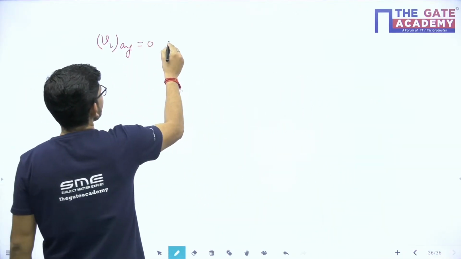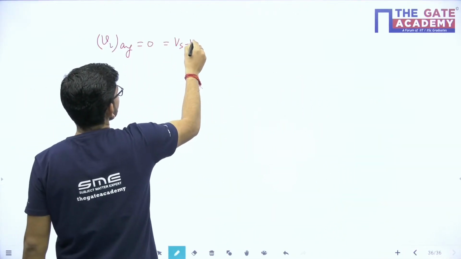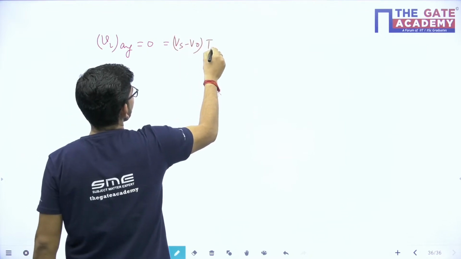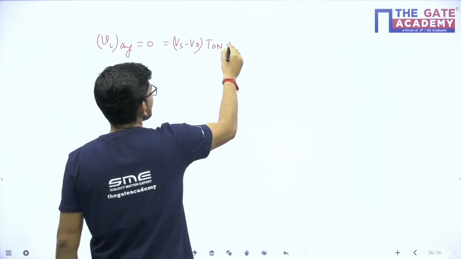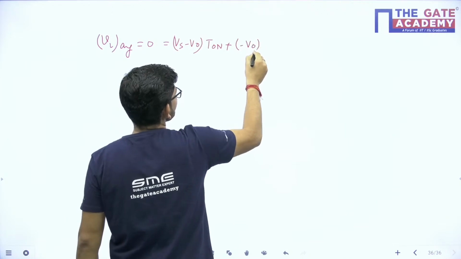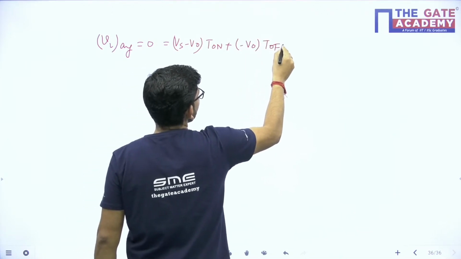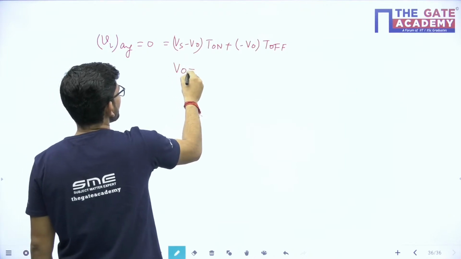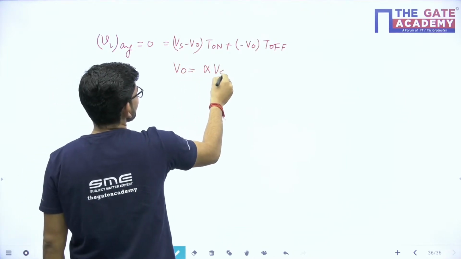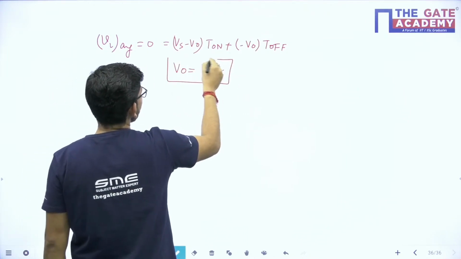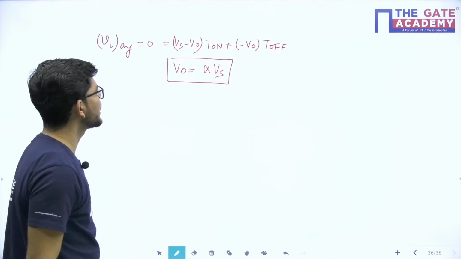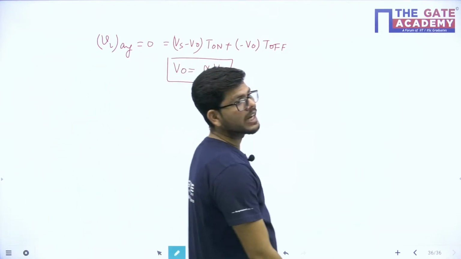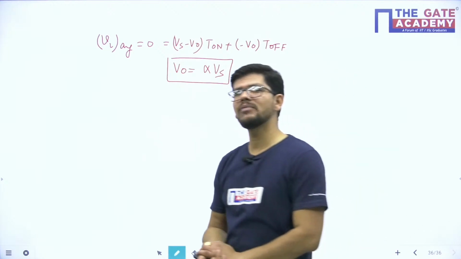The volt-time area will be equal to Vs minus V naught. It has this particular value during the on period, plus it has a value of minus V naught during the off period. If this is now equated to 0, you will get V naught equals alpha Vs. So this will be the average output voltage of a buck converter. V naught is equal to alpha Vs.